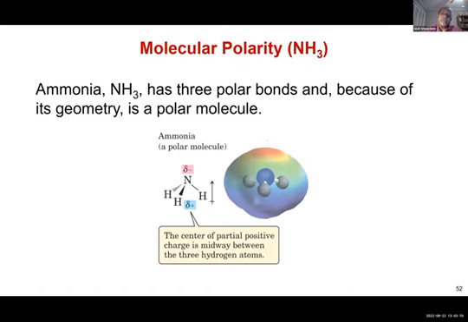There are three polar bonds. How do I know ammonia is polar? Polar bond. NH bond is polar. How do I know? We're going to show it in a minute.